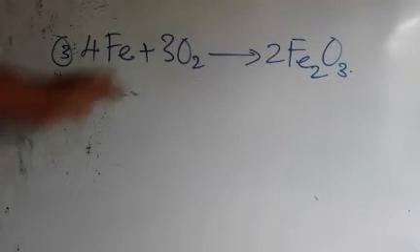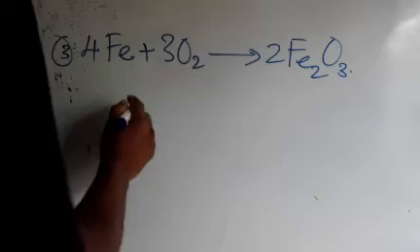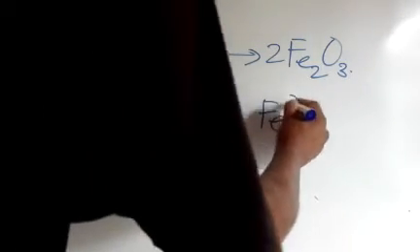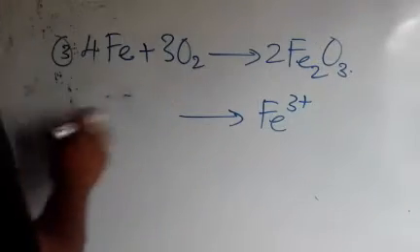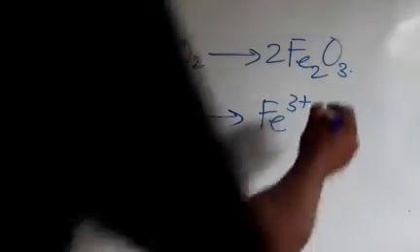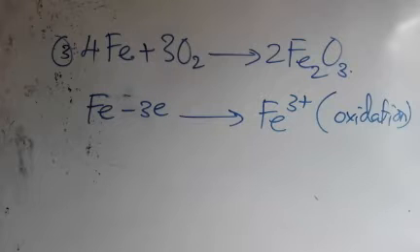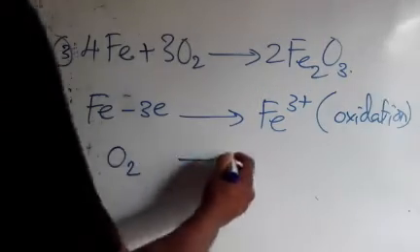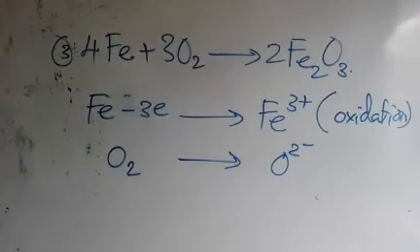Next one is iron with oxygen. So here iron oxidizes. Iron removes 3 electrons and oxidizes. So this is oxidation, right? And oxygen becomes oxide ions by reducing. Oxygen becomes oxide ions, right? So that's a reduction.